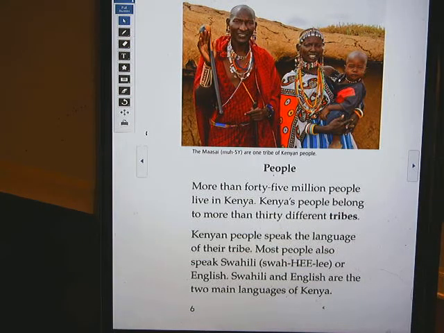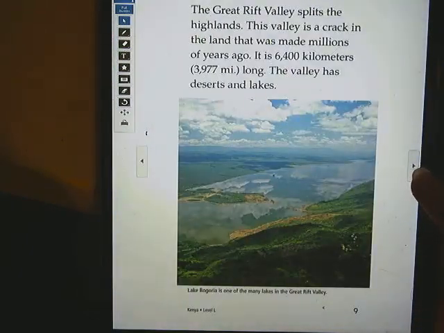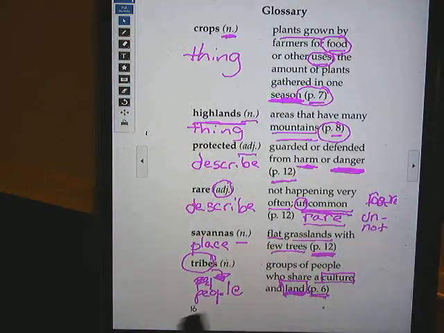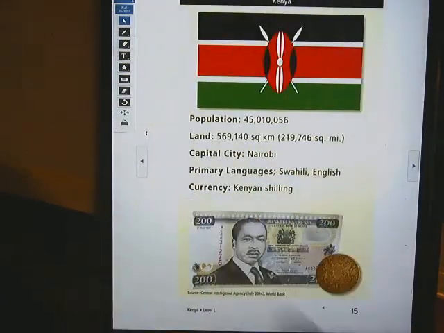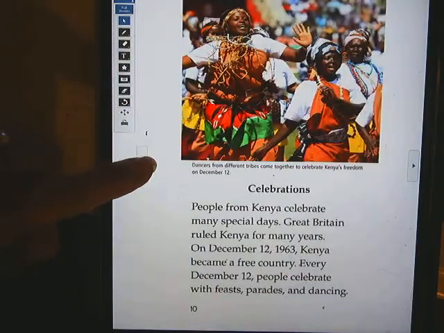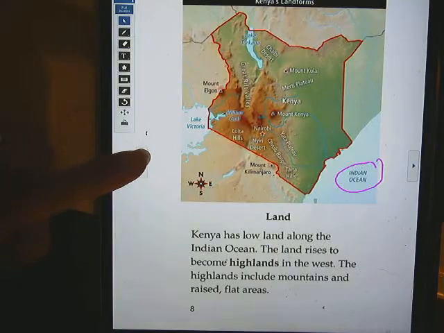Who could tell me what is a tribe? Well, let's say you don't remember. Where could you look? You could go clear to the back of the book and we could look up what tribe means. So repeat after me. Tribes. Groups of people who share a culture and land. So the tribes that we're talking about in Kenya share the same culture. They share a language and they share the land.